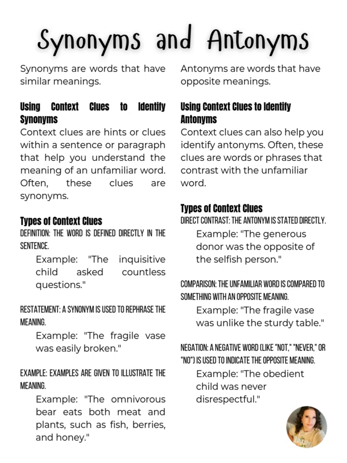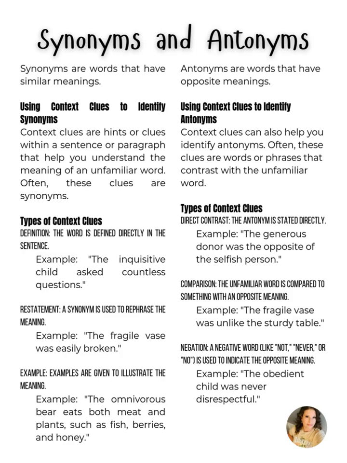So many times you will see different ways, if you are actually going to point it out, of seeing synonyms. So the types of context clues that we see is they actually give the definition. For example, the inquisitive child asked countless questions. Well, inquisitive means countless questions. They restate a synonym. For example, the fragile vase was easily broken. So they kind of restated what fragile meant, but they gave us the definition, which is easily broken.